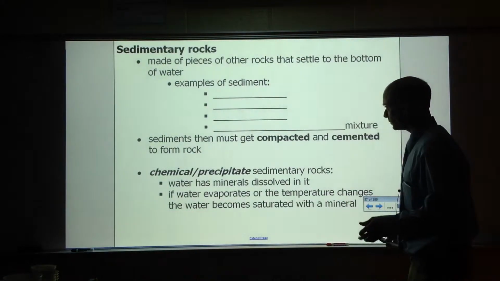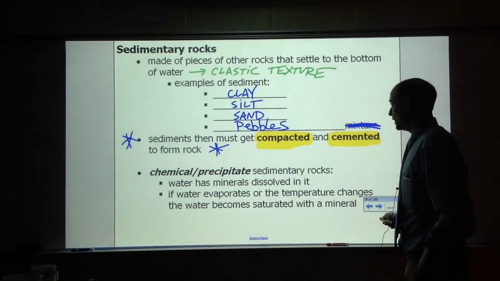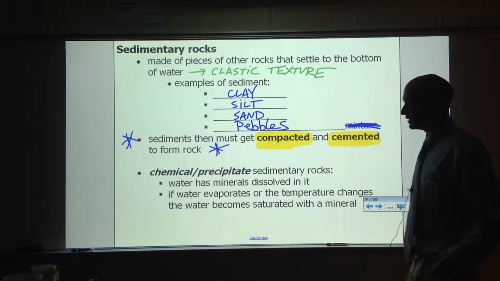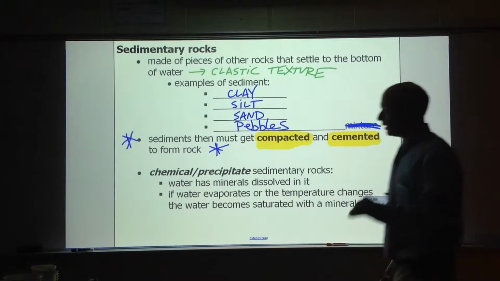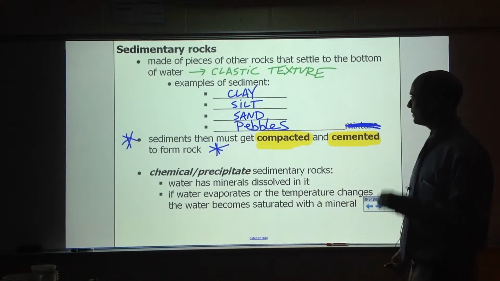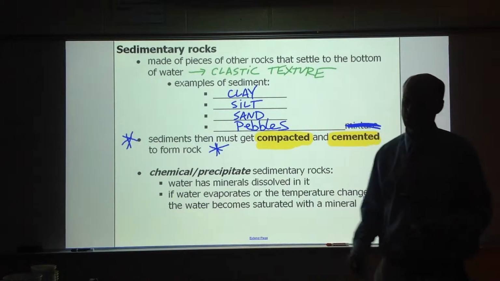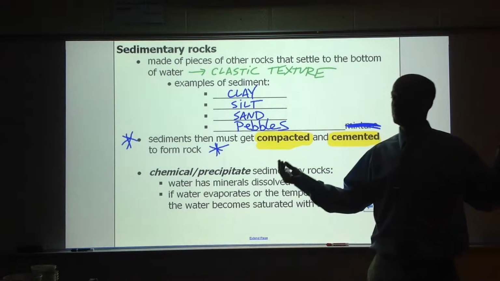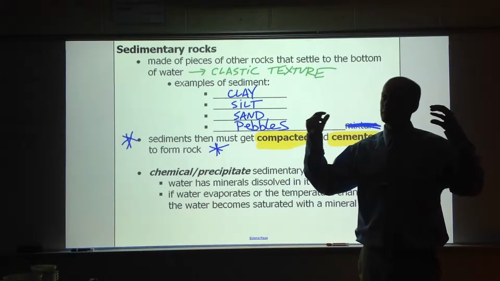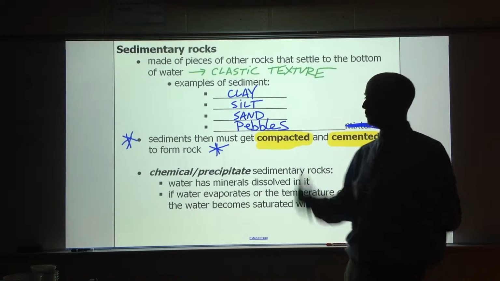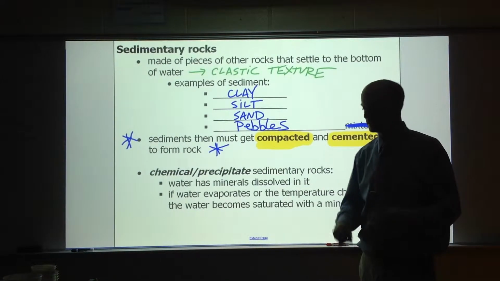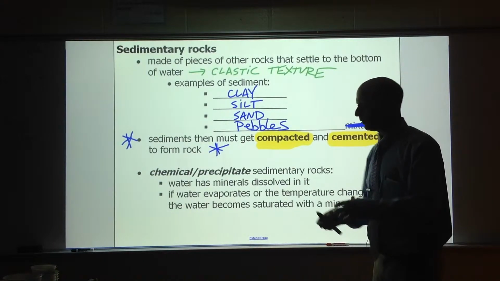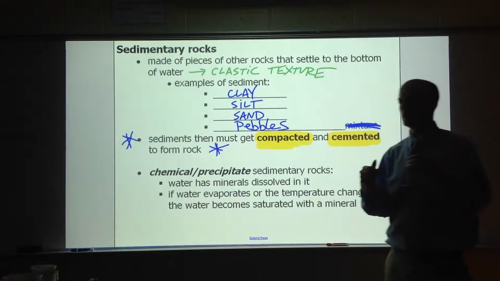So what it is, this. If you have this, please copy it down. Sedimentary rocks are made of pieces of other rocks that settle to the bottom of the water. So you have to start out with a big mountainside or something, and then that big chunk of rock gets broken down into boulders, into smaller rocks, and then to rocks the size of your fist, and they become pebbles, they become sand, they become mud.